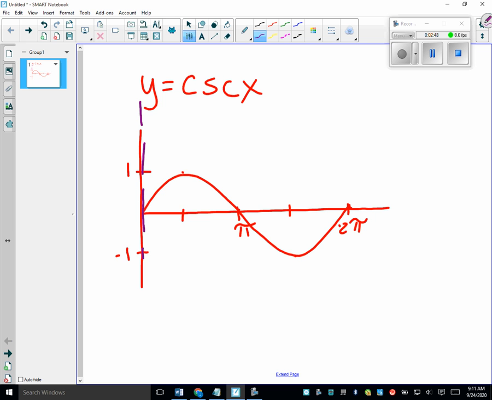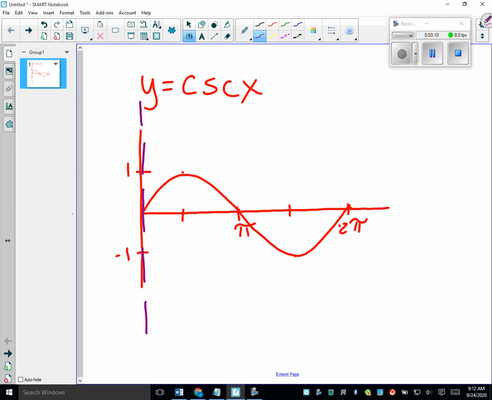Do you all know what asymptotes are? I remember the word, but not what it is. An asymptote is a dotted line on the graph where it's undefined. That's all it is. Was it undefined at 0? Yeah. So that's why I drew an asymptote.